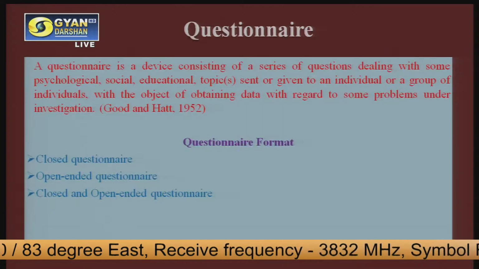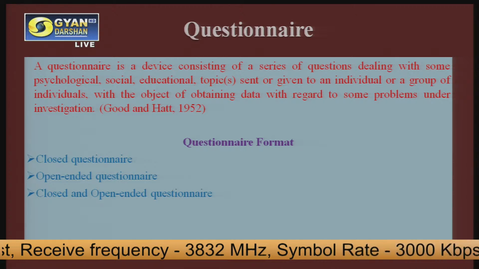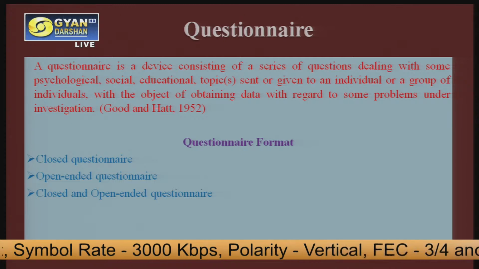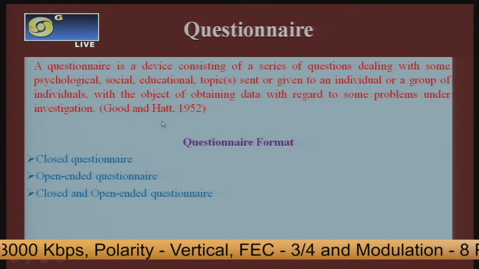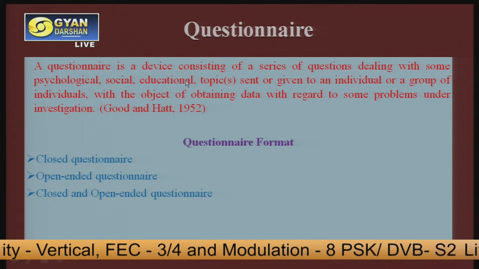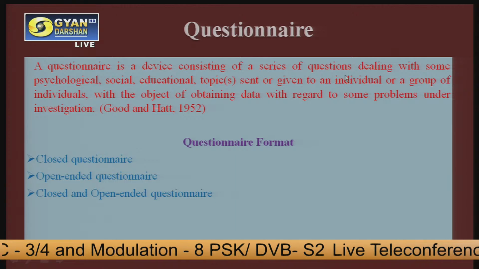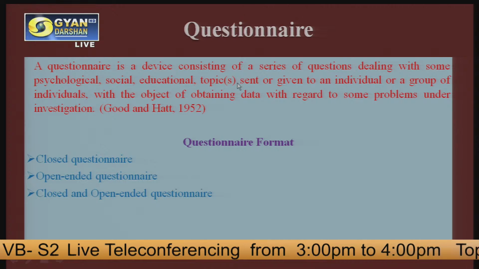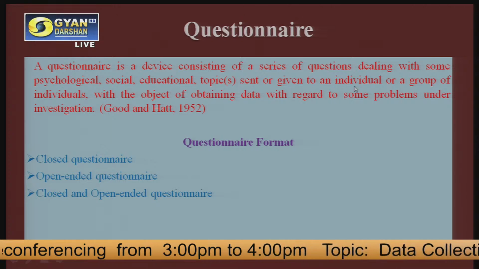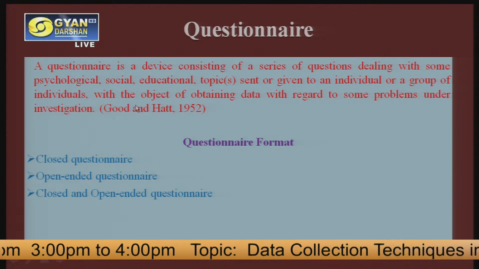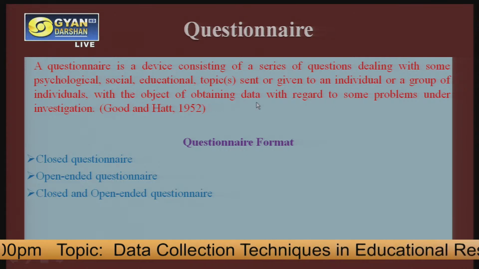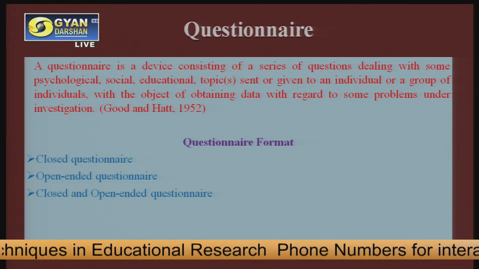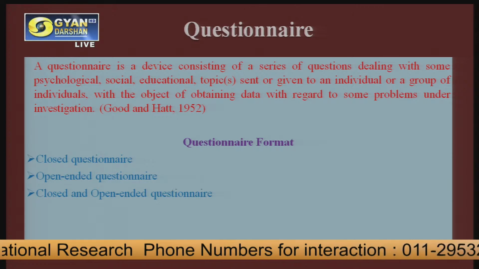Now further, let me focus on the second tool that you can use for your MA dissertation work, that is the questionnaire. A questionnaire is a device. This is as per the Good and Hatt definition of a questionnaire. A questionnaire is a device consisting of a series of questions dealing with some psychological, social, or educational topics, sent or given to an individual or a group of individuals with the object of obtaining data with regard to some problem under investigation. So in a questionnaire, you have to prepare the questionnaire basing it upon certain research objectives.